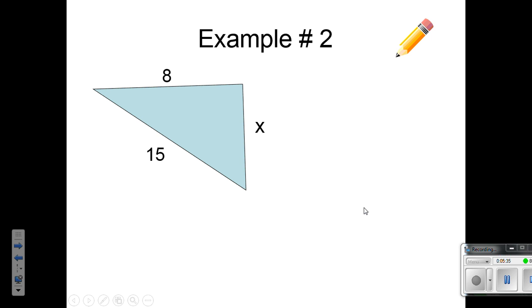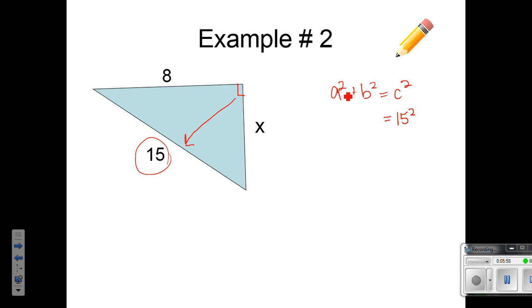Okay, let's go ahead and do example number 2. Again, write this in your notes. I have an 8, an x, and a 15. Now, this is where my right angle should be. And so right across from that right angle, there's my c squared. So a squared plus b squared equals c squared. C is 15, so 15 squared.